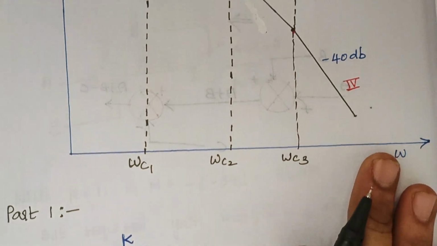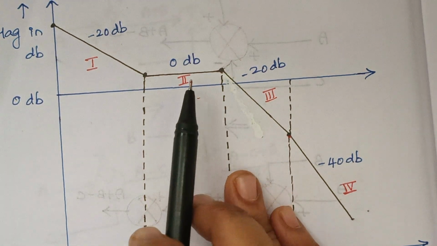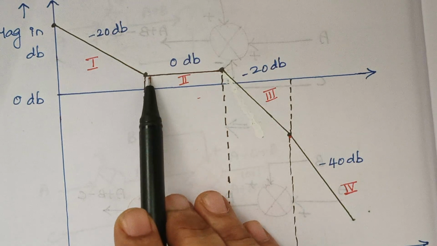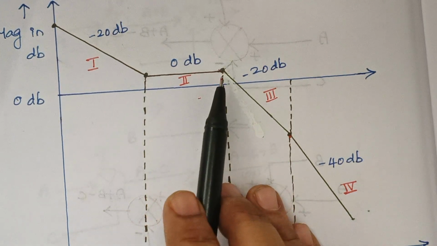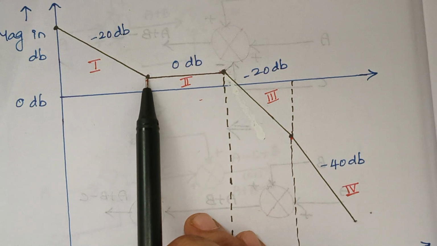Then the next thing is, we move to part 2. So in part 2, what happens? The -20 gets modified into 0 dB, right? So what does it mean? When you look at our magnitude table, that is, we will be forming table number 1, right, for finding the magnitude plot there.